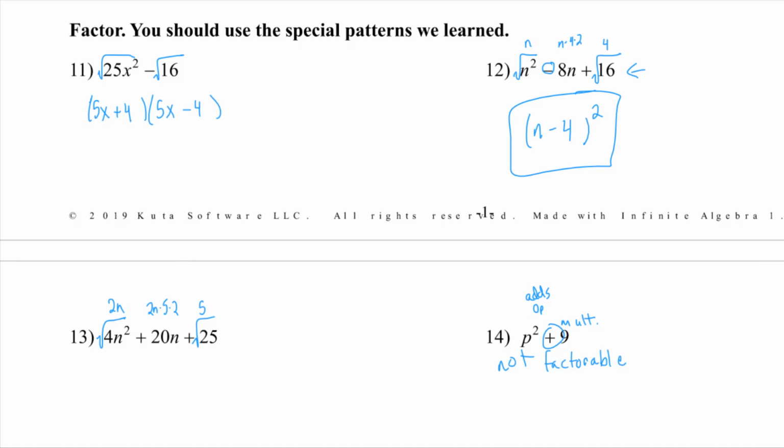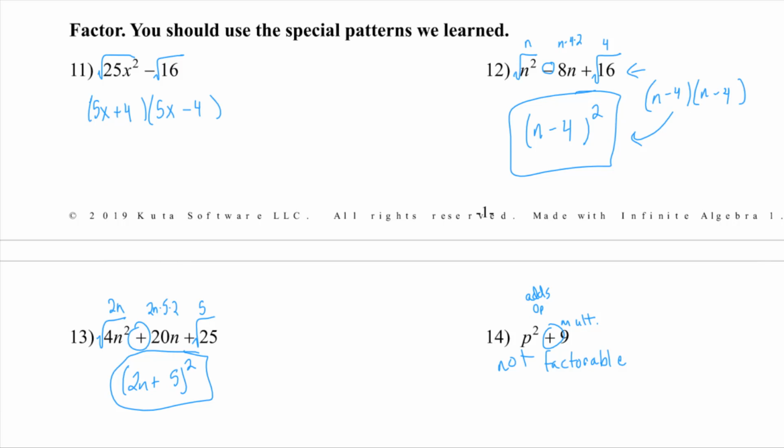Now this one you could have just figured out yourself by saying, what multiplies to get 16 that adds to get negative 8? And you probably would have come up with negative 4 and negative 4. And then you could rewrite it like this so it looks fancy and like you used the pattern. But it's a little trickier on 13. Now you can use the box method on 13 if you're not feeling the whole special pattern thing. But if you know the special pattern, you know you're supposed to use it, you square root the outside 2 things and get 2n and 5, and then you look at this sign in the middle to tell you this should be a plus. And that's our answer.